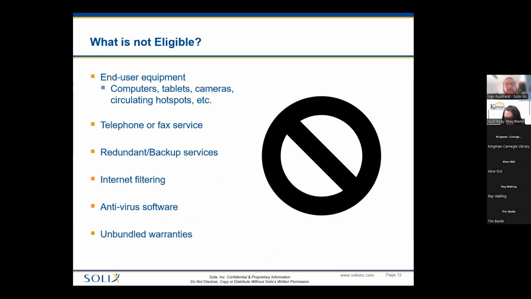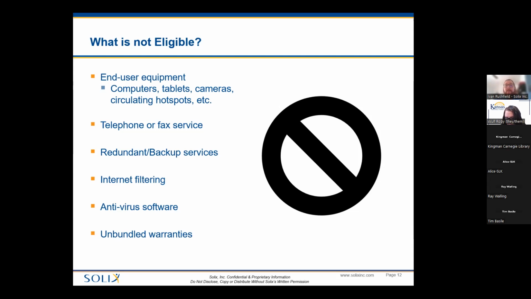So what's not eligible? Computers. You cannot get laptops, you cannot get desktops. Any end user equipment is no good. So tablets, security cameras, we get asked about security cameras a lot. Hotspots for circulation, if you want to loan them out to patrons to bring home, that is not covered by E-rate. They used to cover telephone service, but they don't do that anymore. They phased that out a few years ago.